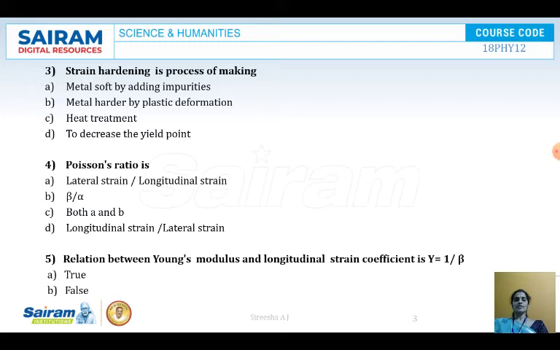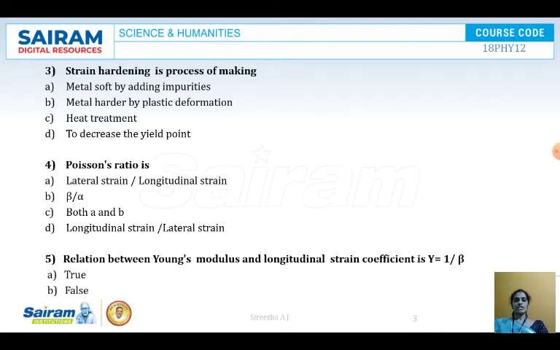Next is Poisson's ratio. Poisson's ratio is lateral strain by longitudinal strain, B beta by alpha, and option C both A and B, and D is longitudinal strain by lateral strain. Here Poisson's ratio is lateral strain by longitudinal strain, and also the formula is beta by alpha. So both A and B is the right answer. So option C, both A and B, is the answer for Poisson's ratio.